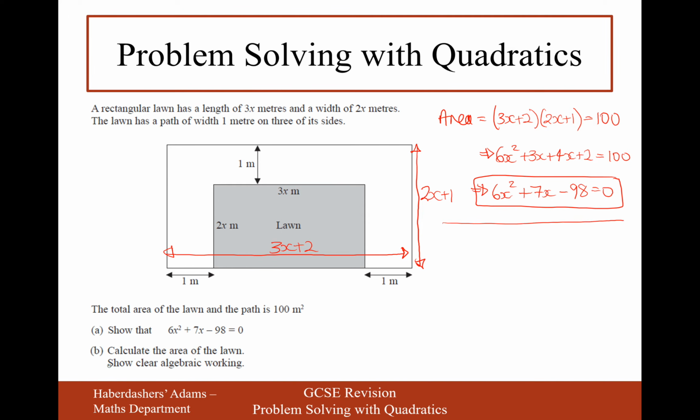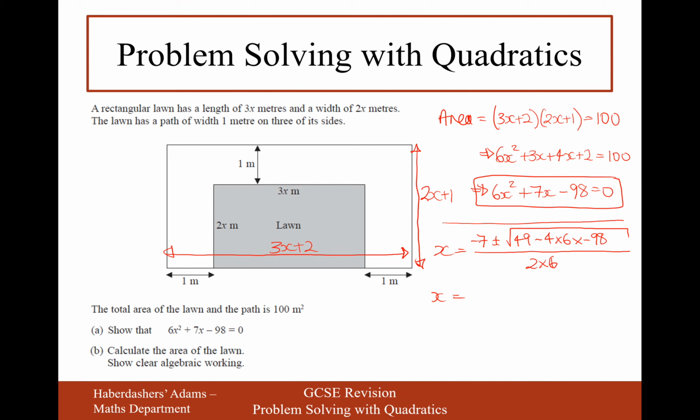Moving on to part B now, calculate the area of the lawn. So that's just going to be the 3x by 2x. So what we need to do is solve for x. So we're going to use the quadratic formula. x equals minus b plus or minus the square root of b squared minus 4 times a times c, that would be minus 98, all over 2a, that would be 2 times 6.